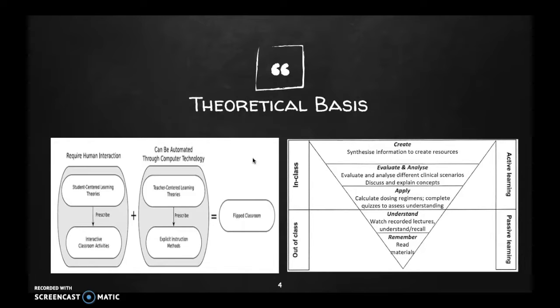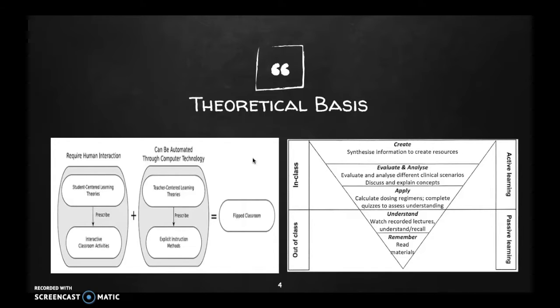So the theoretical basis for this model hinges on passive learning and active learning. The flipped classroom is divided into two separate things. The first piece begins at home, where the student works by themselves, watching a pre-recorded lecture or video, and it's explicit instruction, that teacher-centered learning, that is direct teaching to the student. But the interesting thing about that is the pace can be adjusted, because the student can pause the video, rewind, and watch it as many times as he or she so desires.